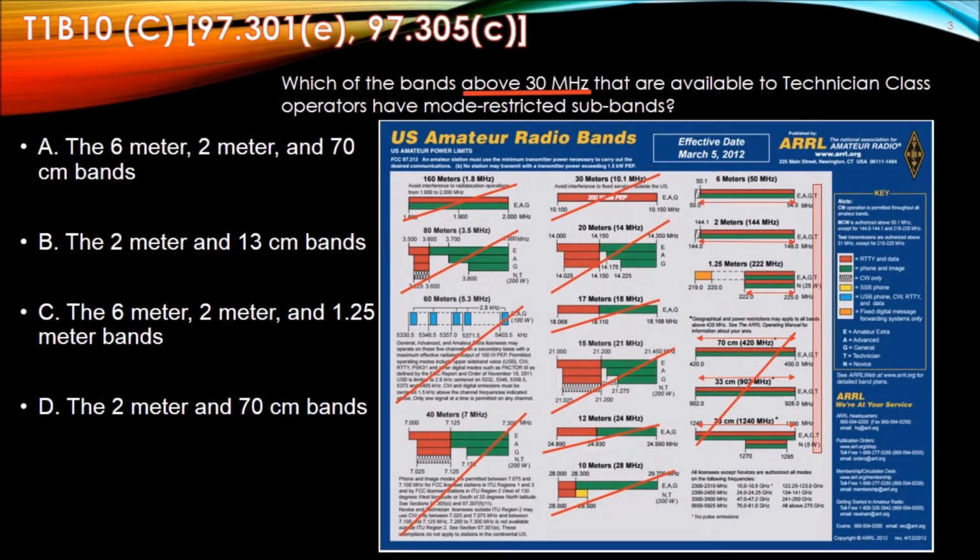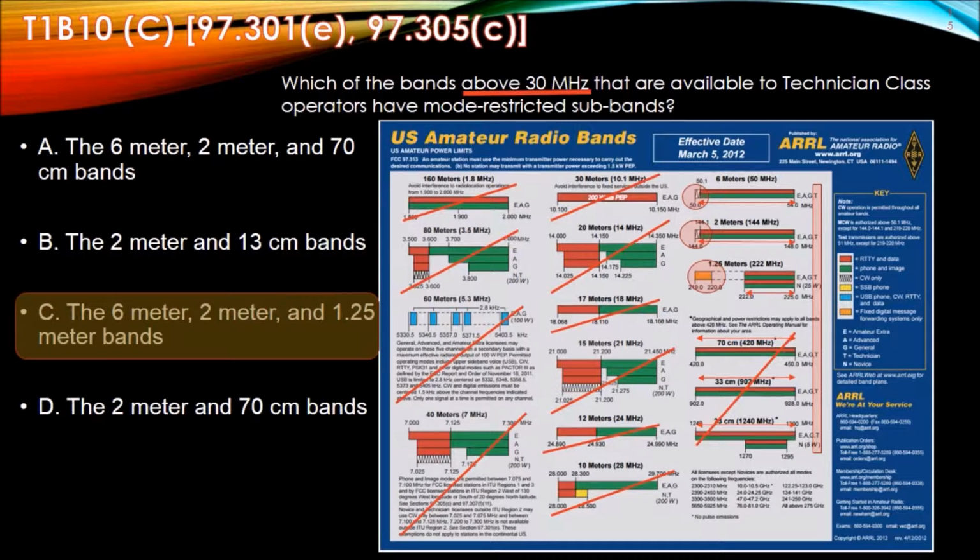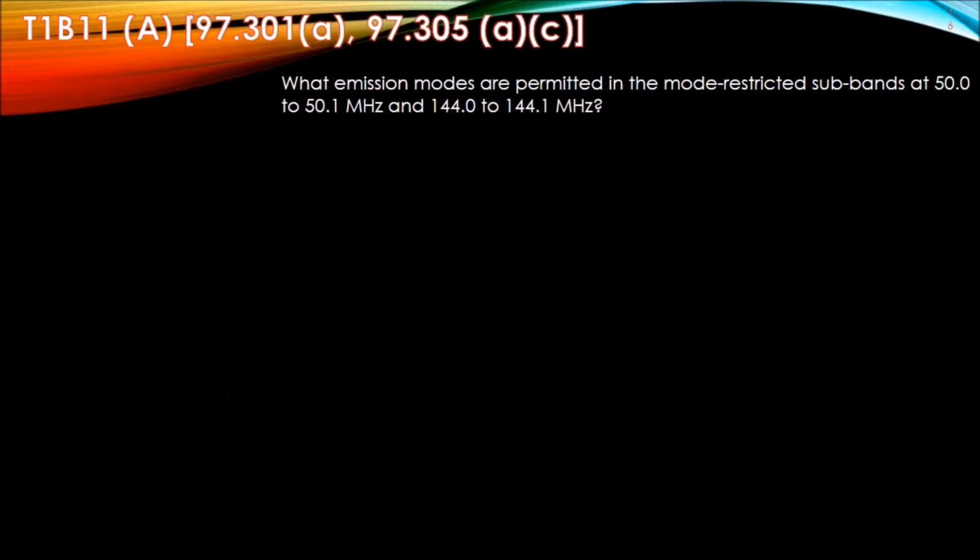So let's go back to the chart. These bands, however, you can see the technician is limited in the amount of frequencies available in that band area. And you can also see that these have subbands that are restricted modes. So the answer to this question is the 6 meter, the 2 meter, and the 1.25 meter bands.